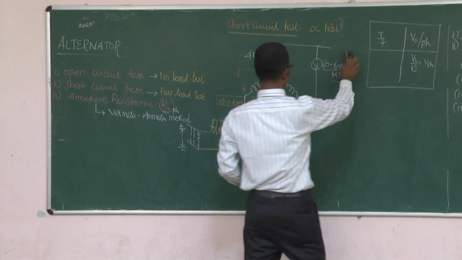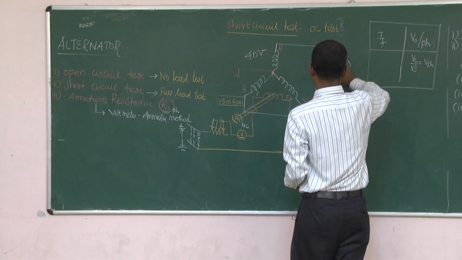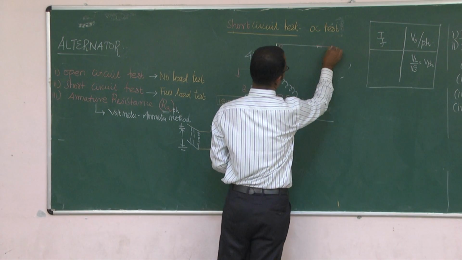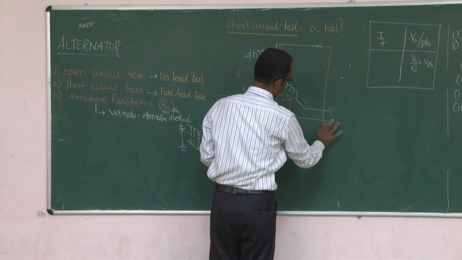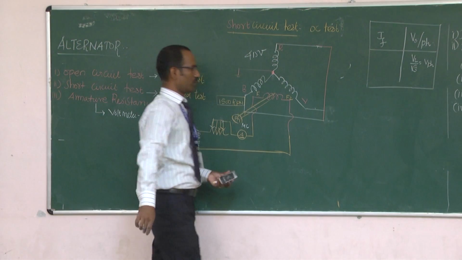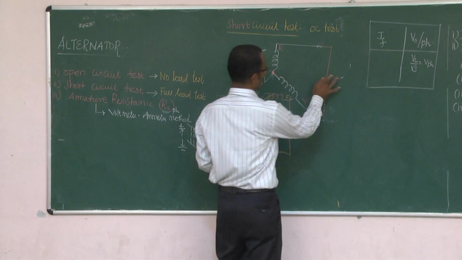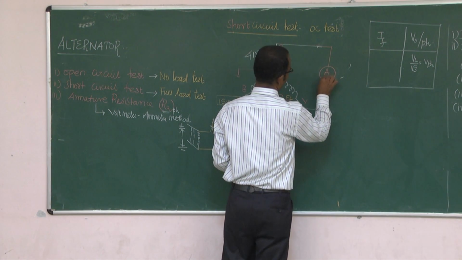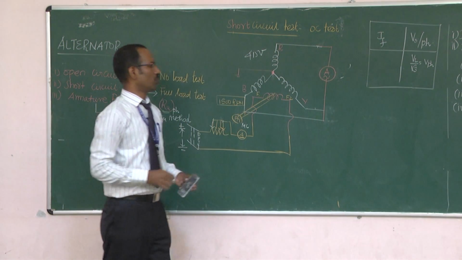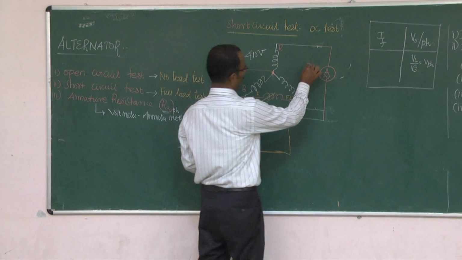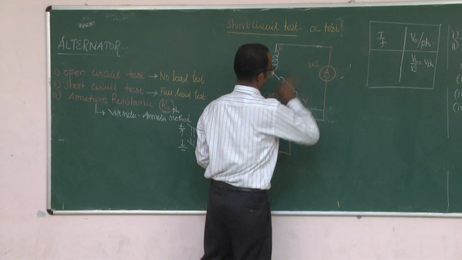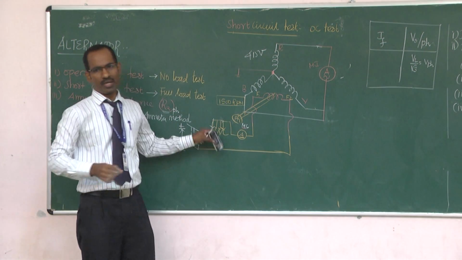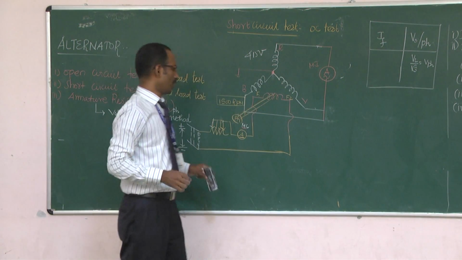For the short circuit test: in the open circuit test, the terminals of the stator are kept open. In the short circuit test, all the terminals are short circuited through a low resistance ammeter. Here the ammeter used to measure the current is an MI, moving iron ammeter. Here it is a moving coil meter, which measures the DC quantity, while the moving iron measures the AC quantity.